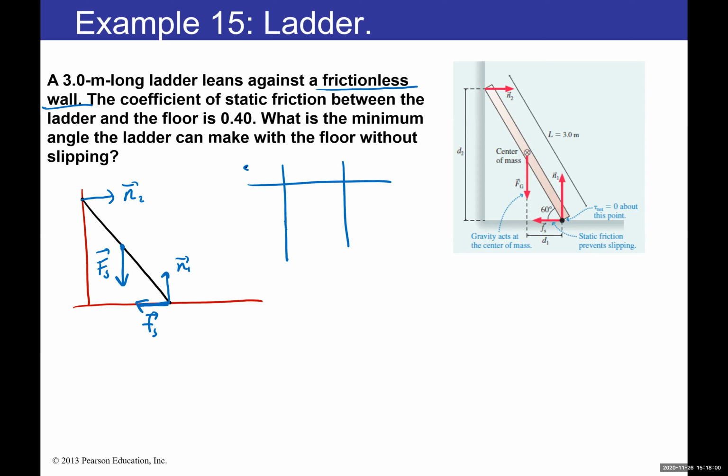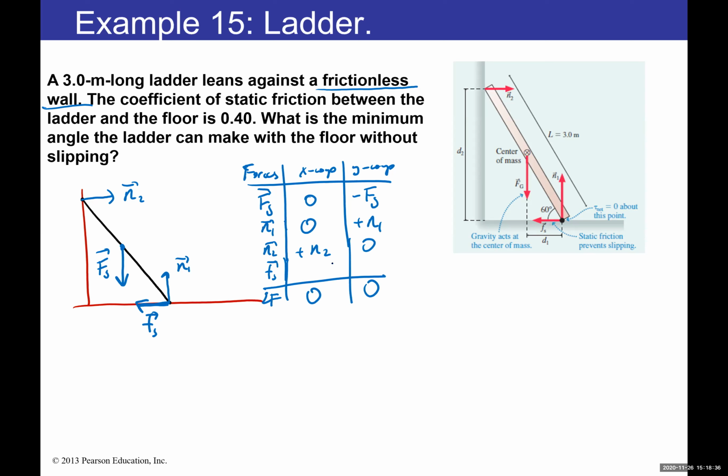So then we can write down our forces in a force table, X component, Y component. I have the gravitational force, normal force 1, normal force 2, and the static friction. Again, the net force should be 0, 0. The gravitational force is straight down. Normal force 1 is straight up. Normal force 2 is in the positive X direction, and static friction is in the negative X direction. So you basically get something like this.